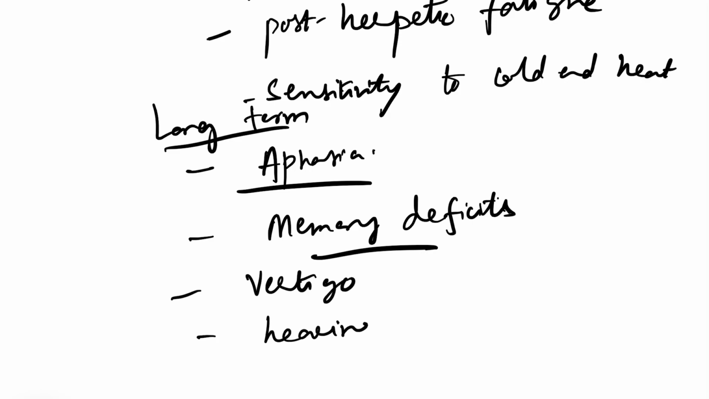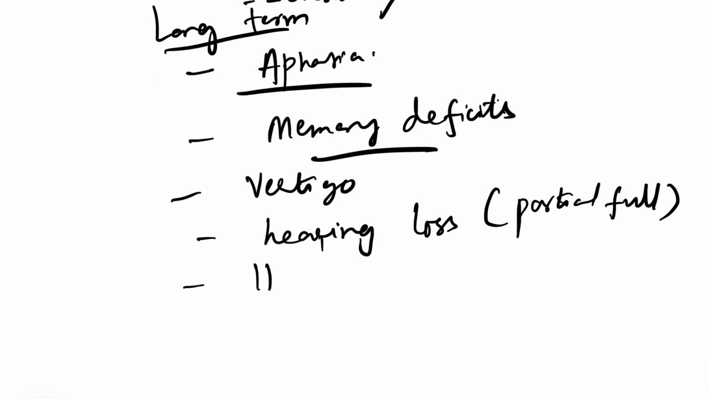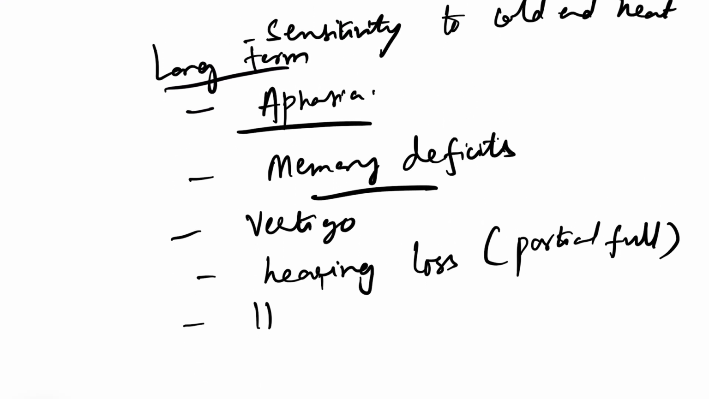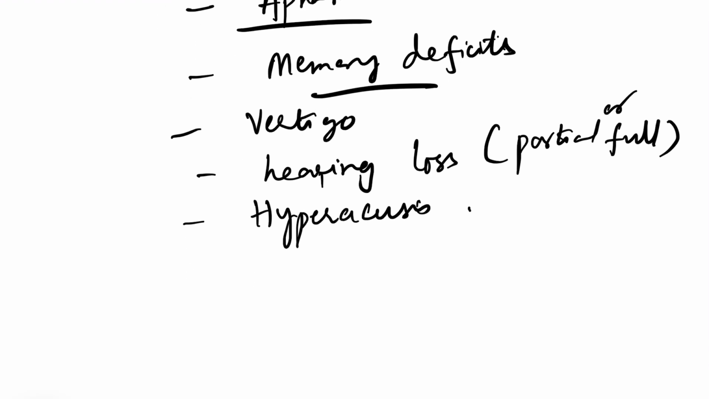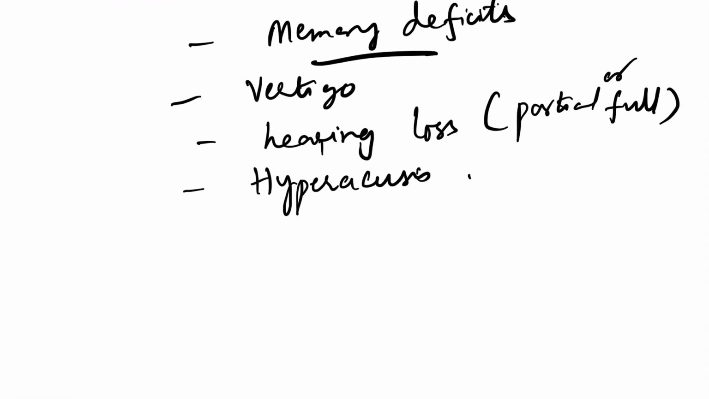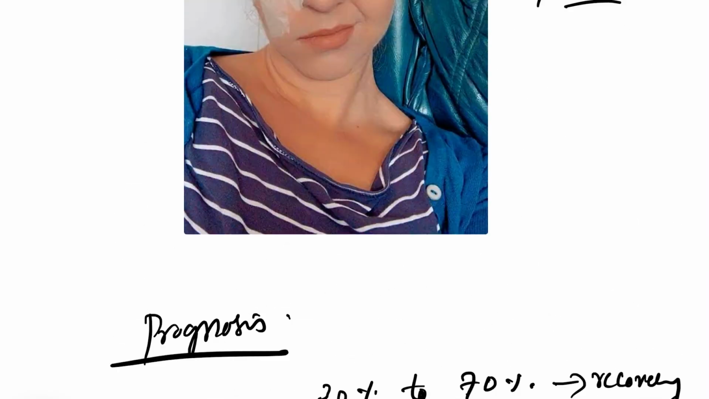So this can be a hearing loss which can be partial or sometimes even full, or sometimes there will be hyperacusis, or hyperactive muscles, particularly in the neck and cheek, and tinnitus. So these are the long-term complications of the herpes zoster infection or herpes zoster oticus, that is Ramsay Hunt syndrome.